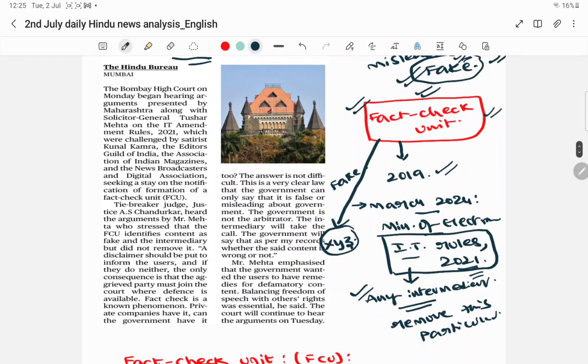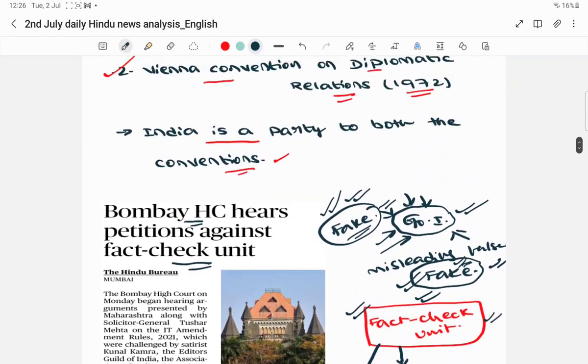If it is declared as fake, then the intermediaries, the platforms on which it is posted, it is now their responsibility to remove this article immediately from their platforms. This is the clause mentioned in the IT Rules 2021. This is being criticized by many opposition parties and many other people protesting. Why? Because they feel that it violates the people's fundamental right under Article 19 of the Constitution, which is freedom of speech and expression.